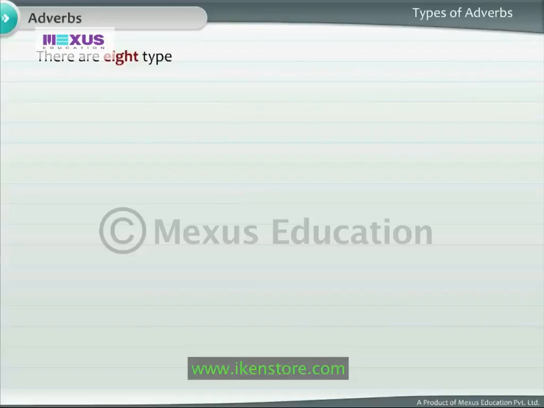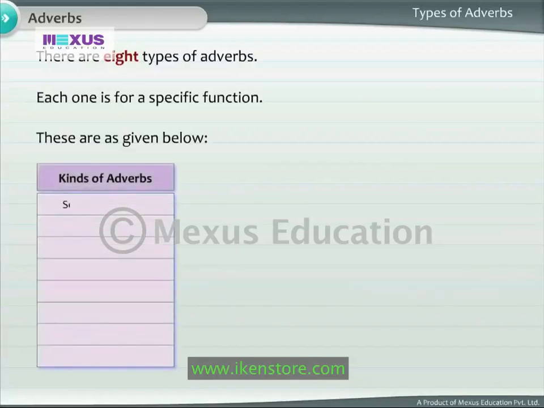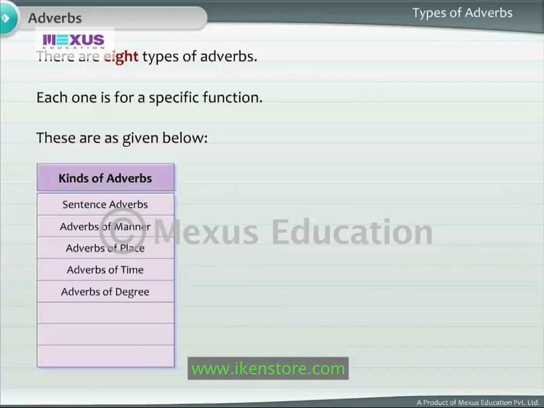There are 8 types of adverbs. Each one is for a specific function. These are given as below: sentence adverbs, adverbs of manner, adverbs of place, adverbs of time, adverbs of degree, adverbs of frequency, interrogative adverbs, and relative adverbs. Let us learn more about them.